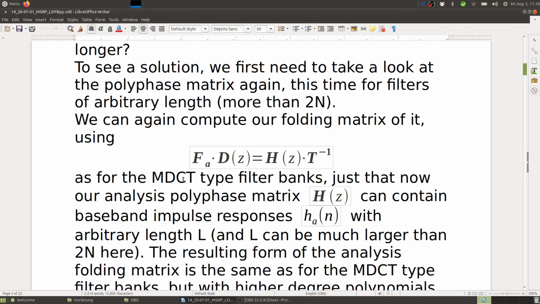So as for the MDCT type filter banks, just now our analysis polyphase matrix H(z) can contain baseband impulse responses h_A for the analysis with arbitrary length L, and L can be much larger than 2N here. So first we start with maybe some generic h_A or some fantasy numbers which we plug in there just to see the shape of our folding matrix or filter matrix.